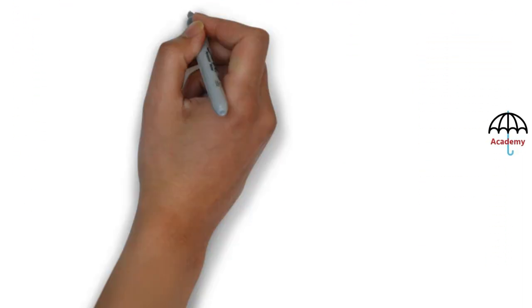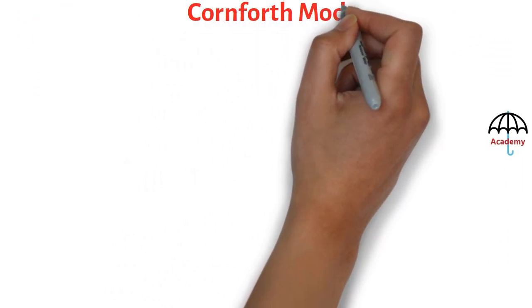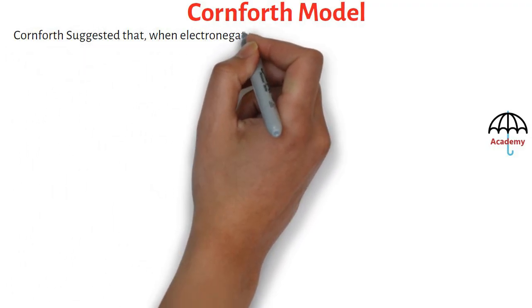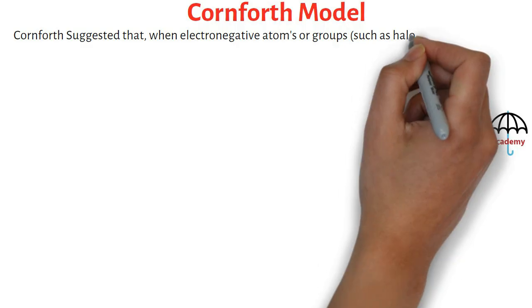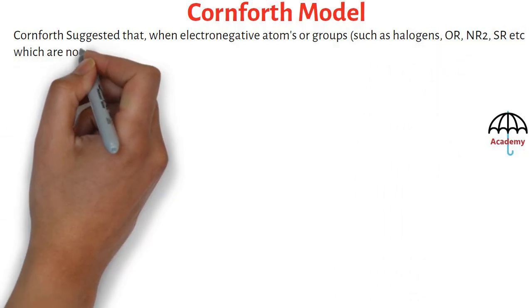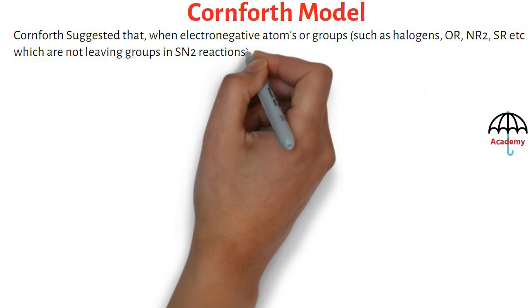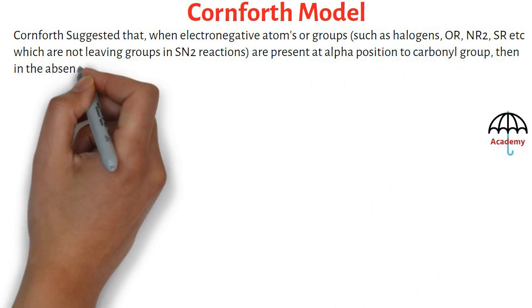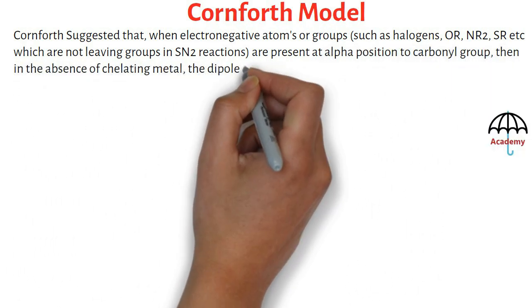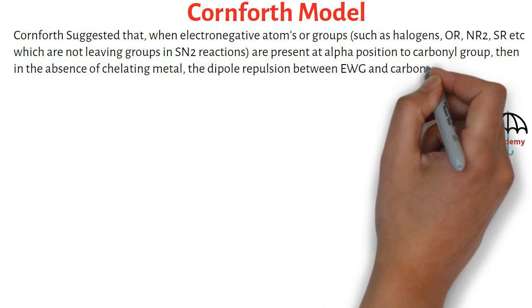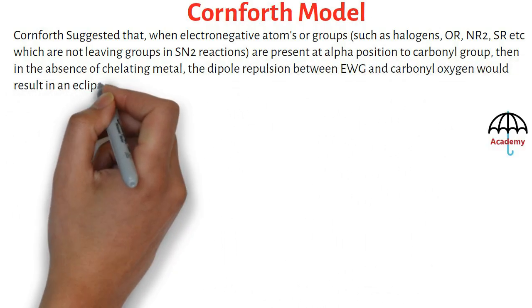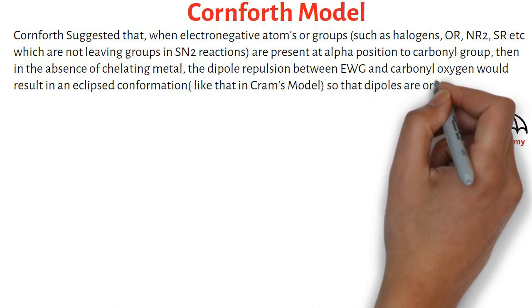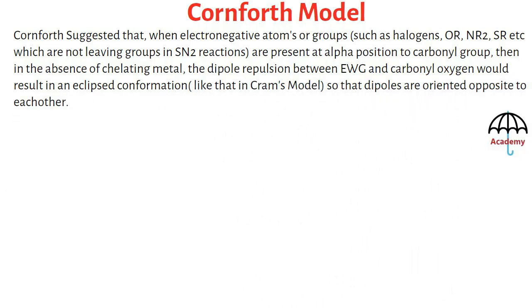To explain these and similar results, Cornforth proposed his model. Cornforth suggested that, when an electronegative atom or group such as halogens, OR, NR2, SR etc., which are not leaving groups in SN2 reactions, are present at alpha position to carbonyl group, then in the absence of chelating metal, the dipole repulsion between electron withdrawing group and carbonyl oxygen would result in an eclipsed conformation, like that in Cram's model, so that dipoles are oriented opposite to each other.